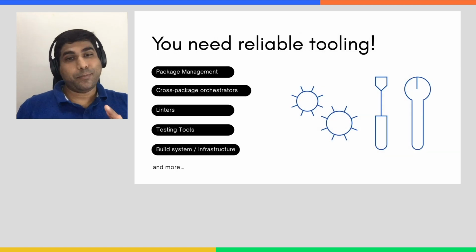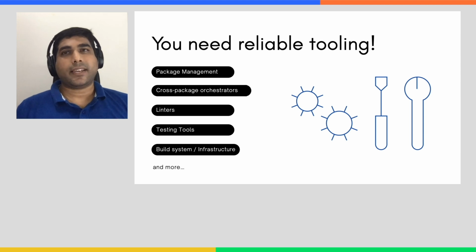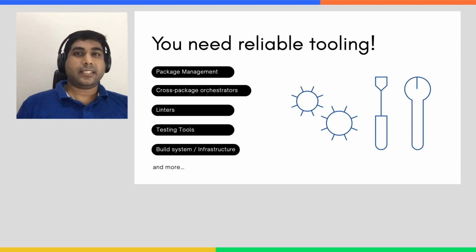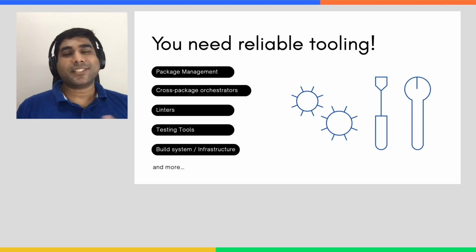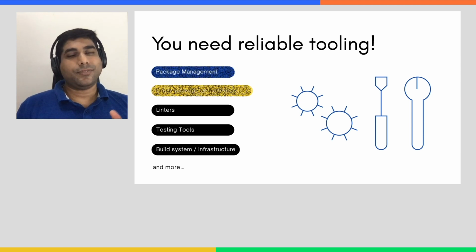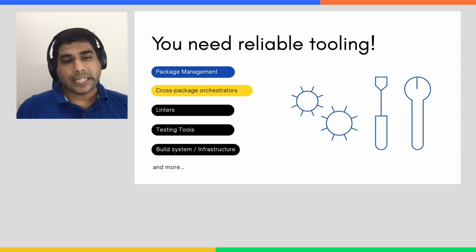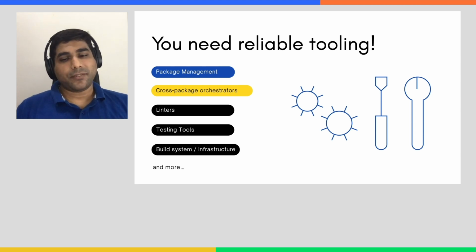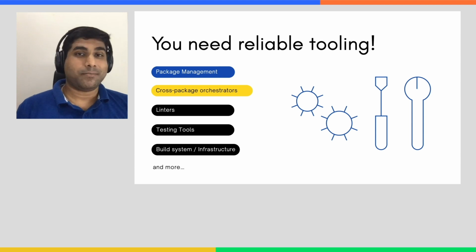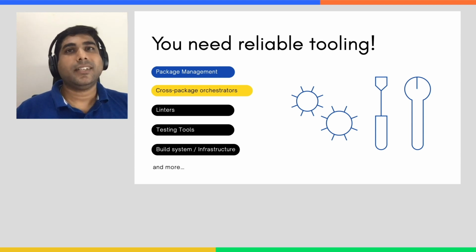Moving to a monorepo meant that we absolutely need to nail and have reliable tooling across various categories like package management, cross-package orchestration, linting, testing tools, build systems, infrastructure, and much more. In this talk, we'll mainly look at 2 of the hardest problems: package management and cross-package orchestrators. These are very basic to the essence of a monorepo, and something where we might end up spending a lot more time and losing our productivity.